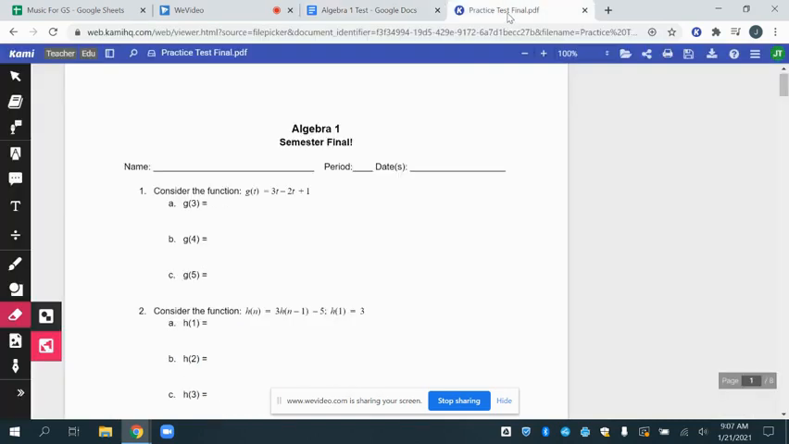I already downloaded it. It's already in Kami. I'm going to go fast because, honestly, I got to get this done before school starts.